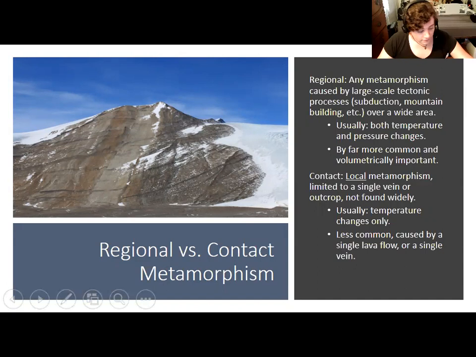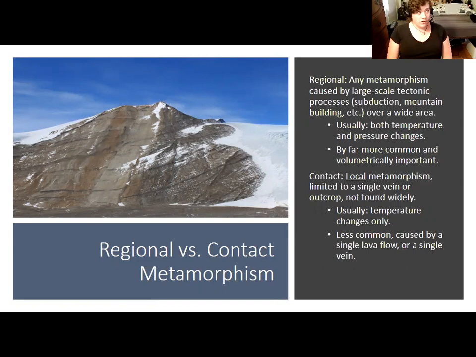And I bring this up because one distinction that you can make with metamorphic rocks is that between regional and contact metamorphism. And regional metamorphism is any metamorphism brought about by a large-scale tectonic process, like subduction or mountain building, that occurs over a wide area, aka along a significant length of a plate boundary. In contrast, contact metamorphism is basically local metamorphism. It's where you have a metamorphic reaction occurring at a single outcrop or in a single vein, and I'll give a few examples of that later.